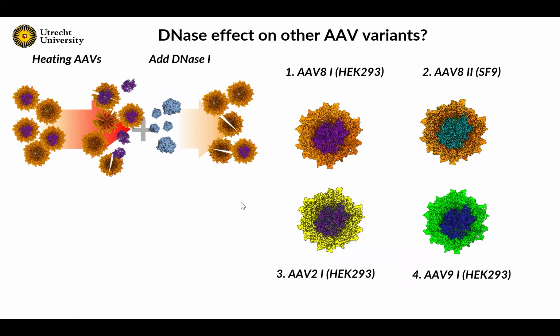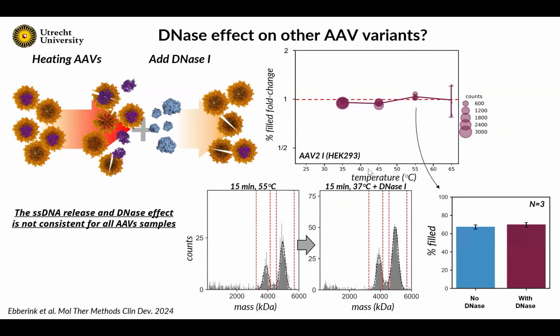Okay, so how is it for the other serotypes that we have? We have the AAV2 samples from HEK cells and also a sample of AAV9. How does that look? Well, if we do the experiment there, it actually looks a bit different. So this is our AAV2 sample.